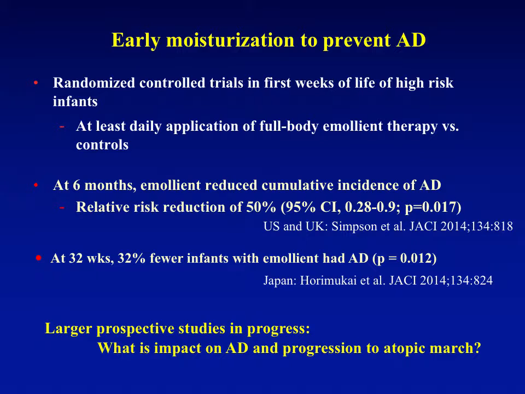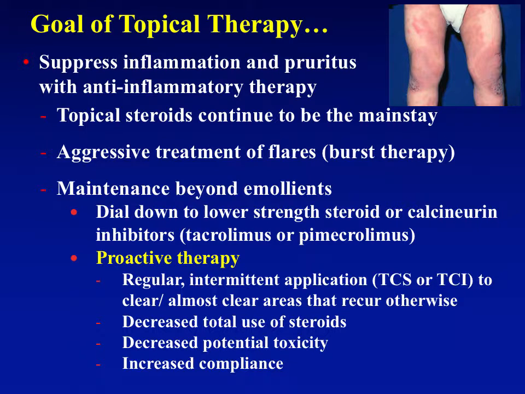At 6 months, the emollient, which was used on average 5 days of the 7, reduced the cumulative incidence of atopic dermatitis by 50%. And then there was another study in Japan where at 32 weeks, 32% fewer infants with emollient had atopic dermatitis, and they were supposed to start that in the first week of life. So there are larger prospective studies now in progress to try to further substantiate this, but also to take it farther and find out what's going on with respect to the atopic march. So I think that's very exciting. Well, let's talk about therapy a little bit and what's new there.